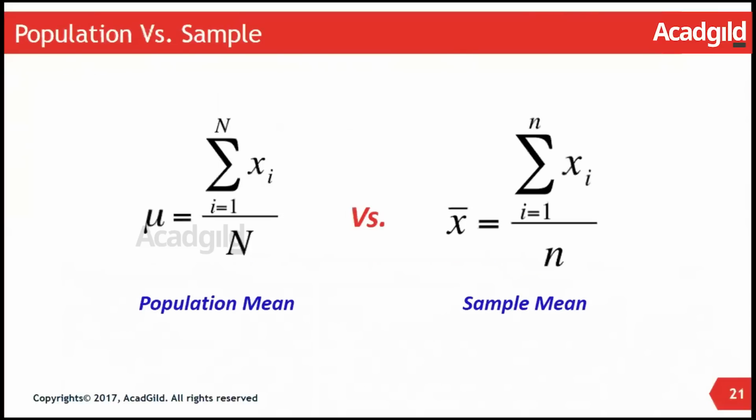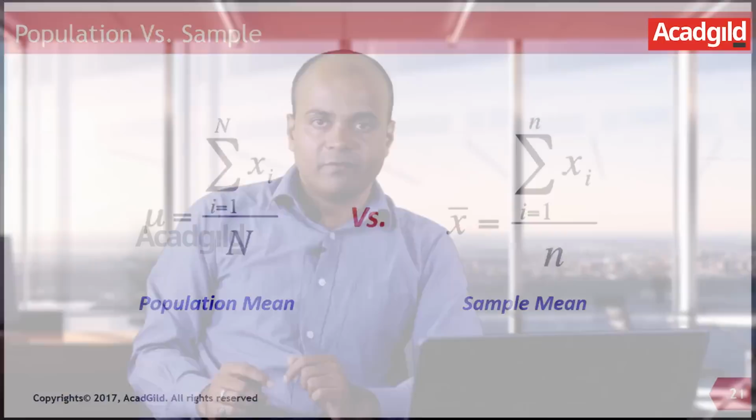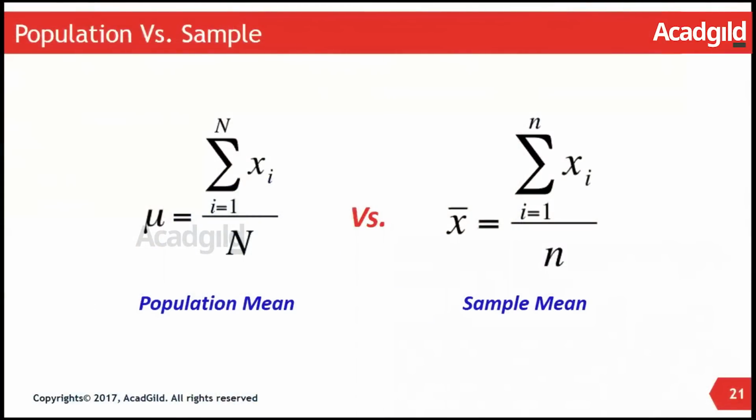Now let's come to population versus sample. When we have the entire population data, we take, say, the height of all the males in the United States whose age is greater than 25. I take each of their heights, I sum them all up, divided by the number of male persons in the US who are greater than age 25, I get the population mean, which is denoted as mu.